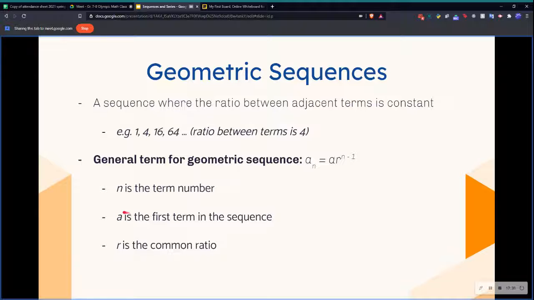So n and a stay the same from the arithmetic sequence definition. n is the term number. a is the first term in the sequence. What's r? r is the difference between the two definitions. So r here is not the common difference anymore. It's a common ratio. So basically the ratio between two adjacent terms. That's your common ratio. For this one, r would be equal to 4. Right? Are there any questions about this slide?